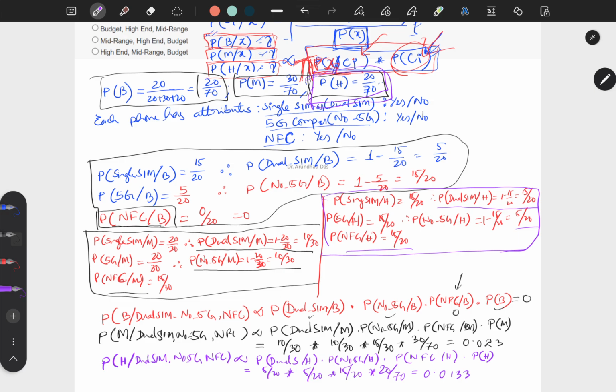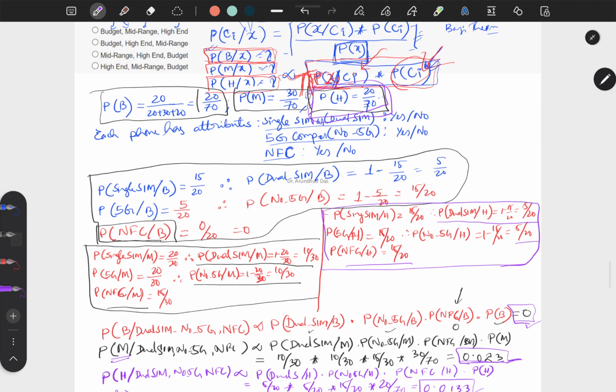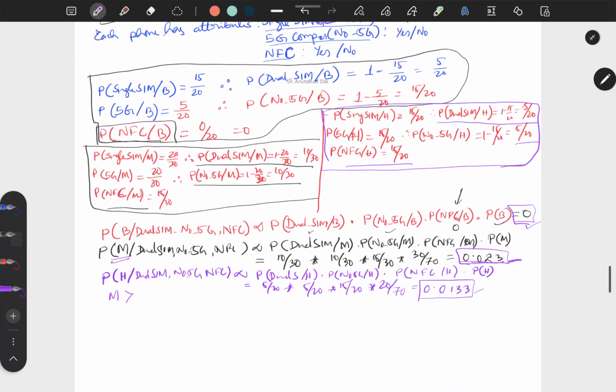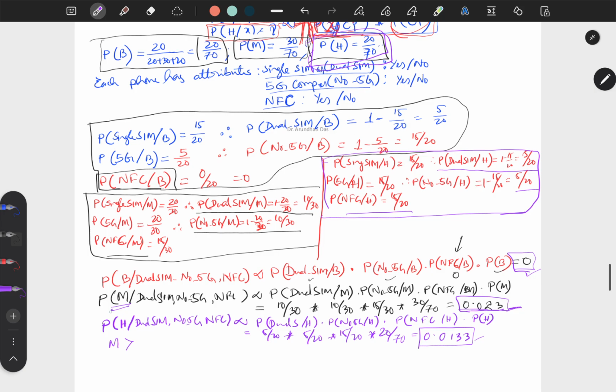So this value comes as 0.0133. Okay. If we consider the final values, budget is 0, and this is the last one. Which probability value has the highest value? This is the lowest one, then this one. So mid range has the highest value, 0.023. Given this test case, the probability that this phone is mid range is the highest, so it is more highly likely that it is a mid range phone. Then the next probability is for high end, and the last is budget.